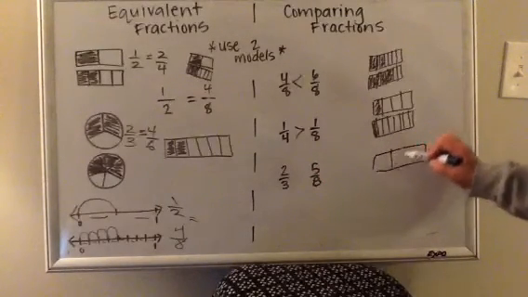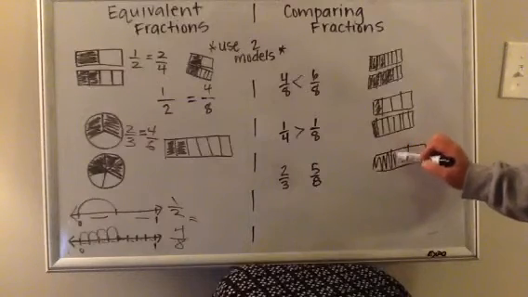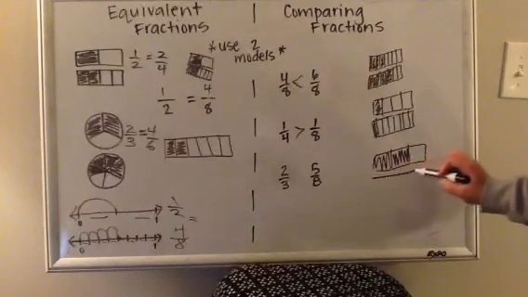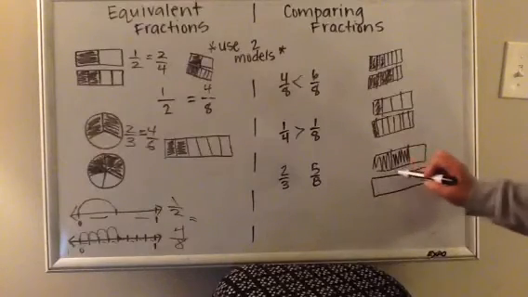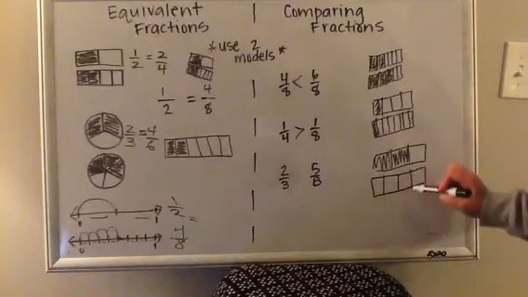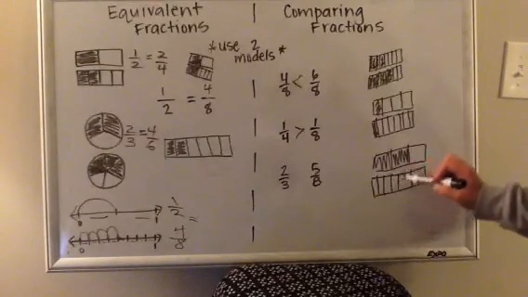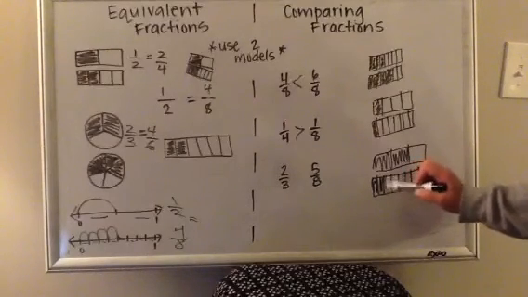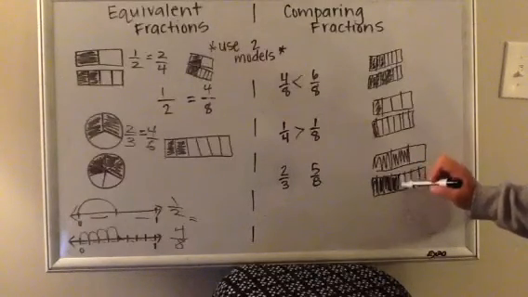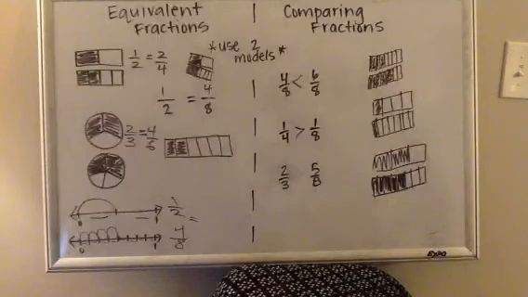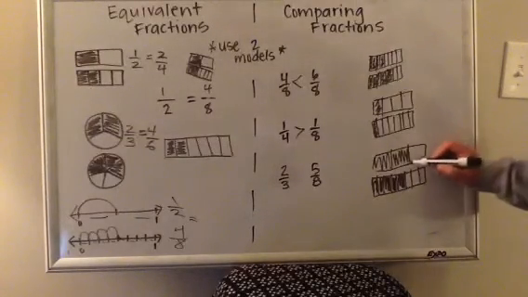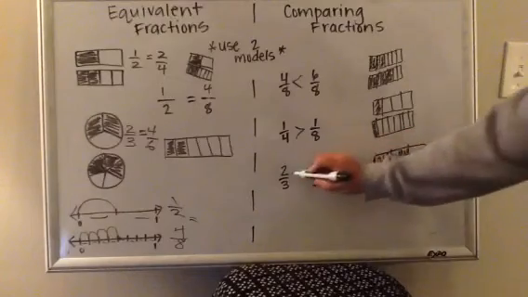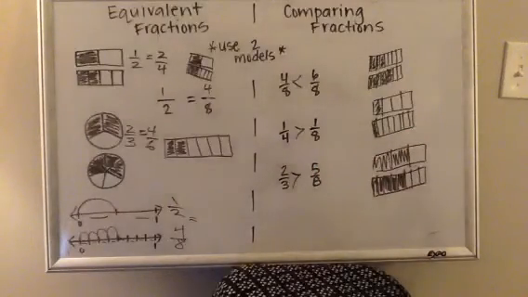All right, 2/3. 2 of the 3 parts are shaded. All right, and then 5/8. 5 of the 8 parts. 1, 2, 3, 4, 5. Ooh, it's close. But look, this one went to here and this one came to here. So this one's a little bigger. 2/3 is a little bigger.